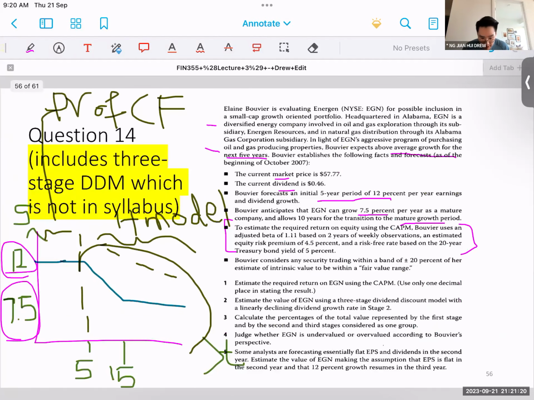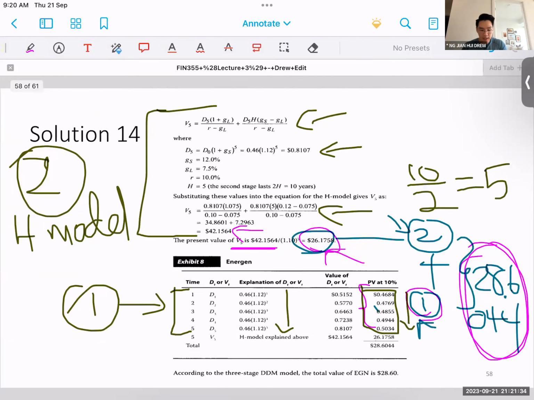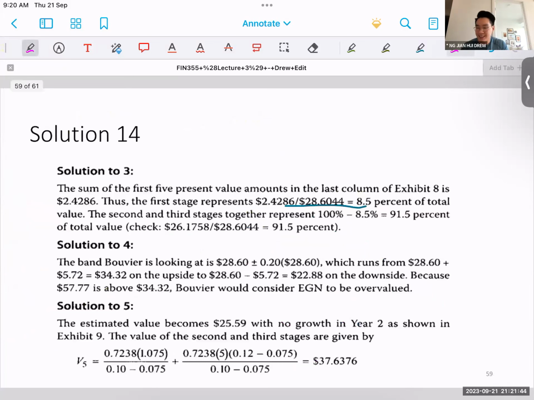But whether it's over or under, we need to see whether the security is trading within this band of 20%. We have calculated the intrinsic price as 28, so we need to calculate what is 20% above and 20% below. They have done it for you here in the solutions: 20% above and 20% below give either 34 or 22.